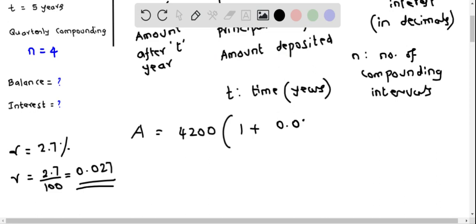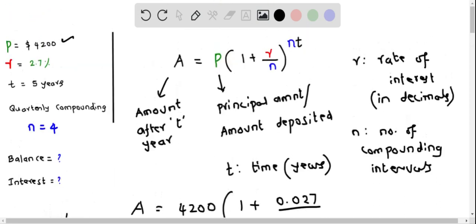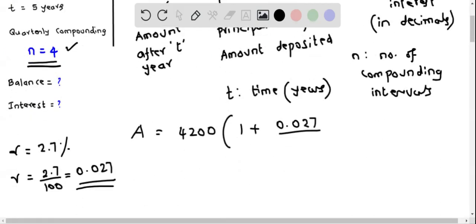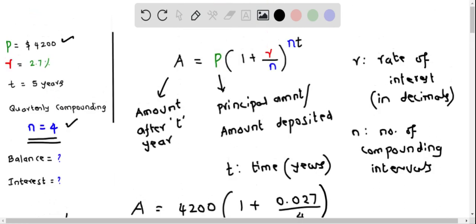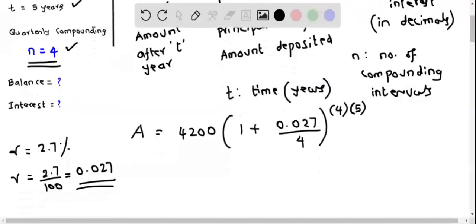So I put 0.027 divided by N. N is 4 because it is quarterly compounding. That means in 1 year we have 4 quarters. So that's why I have written N equals 4. So I replace N by 4 here, and this has to be raised to the power of NT. That is, replace N by 4, and T is the time period. So we have to calculate the balance after 5 years. So I replace T by 5. So this is the expression that we get.